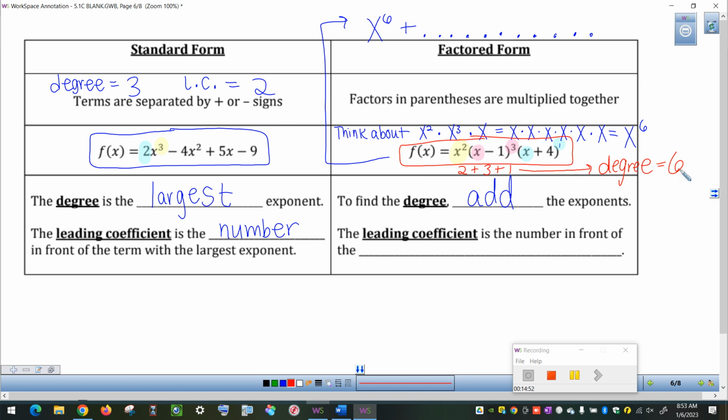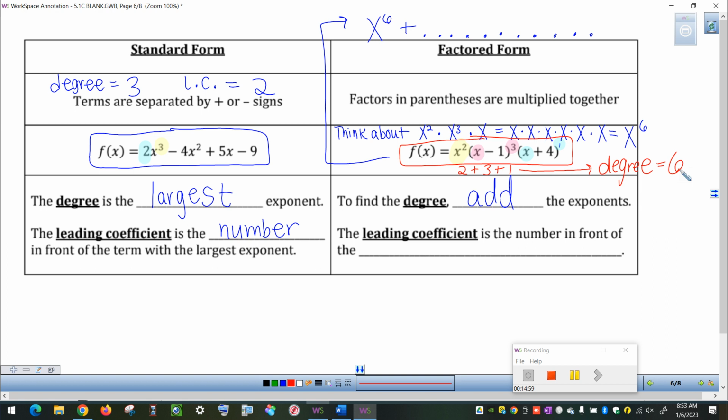So we want to be really careful in what process we're using to find the degree based on the form that it's in. What we don't want to do is add the exponents if it's in standard form. No, just get the biggest exponent. Also, what we want to avoid is just finding the biggest exponent when it's in factored form. No, this is a scenario where we need to add them. So we're going to be careful with the method that we're using.